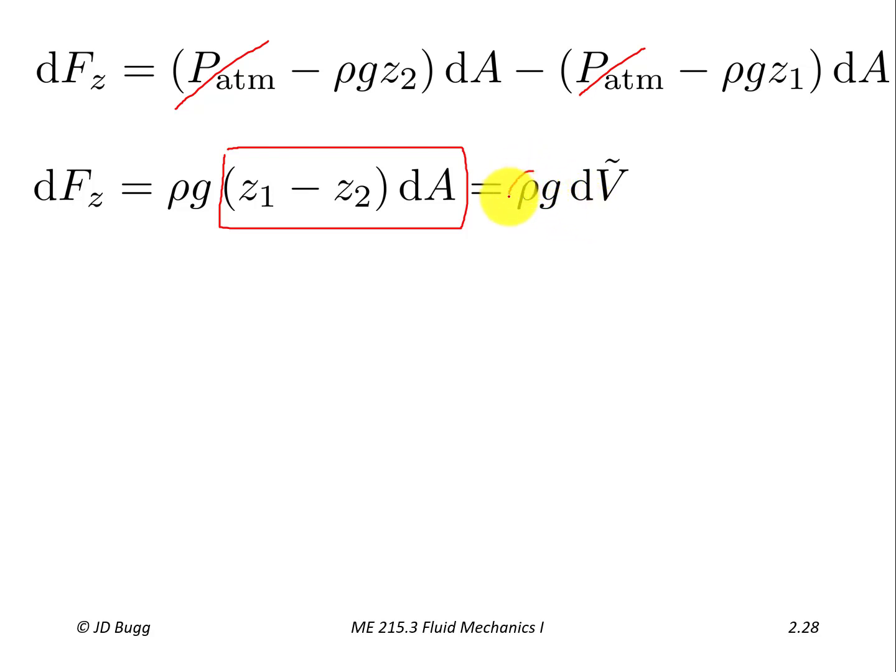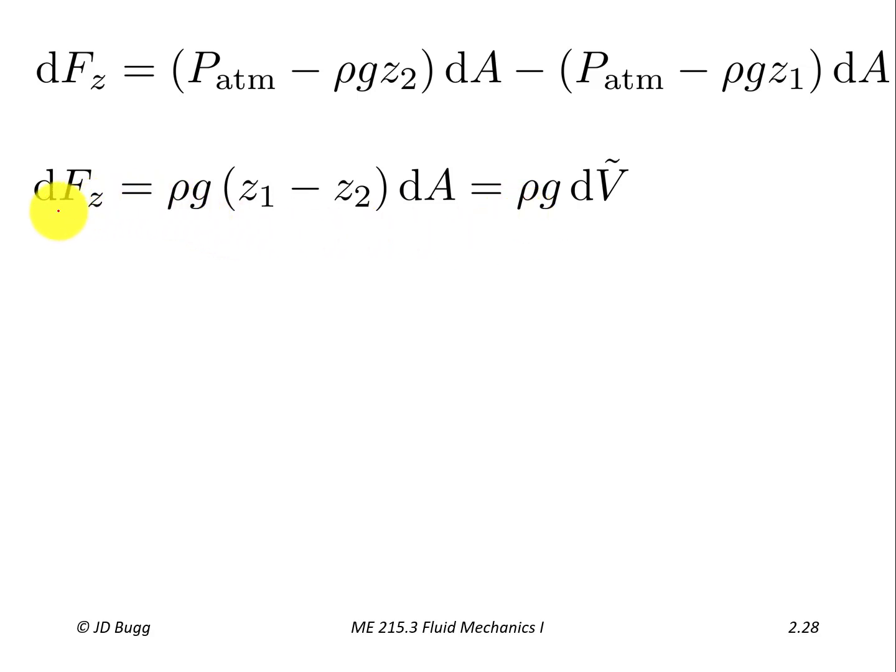Now remember where this rho came from. That rho came from calculating the pressure in the fluid. So that rho is the density of the fluid that this thing is submerged in. It's not the density of the material that the object is made out of. It's the density of the fluid surrounding the object. That's very important to remember.